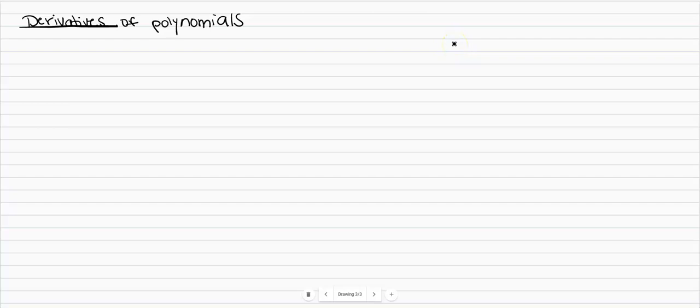Hello again. So in this video I'm going to be discussing the derivatives of polynomials. So just to keep you guys aware, derivative is supposed to represent the rate of change for a specific point on a function. So say I have a function that looks like this, and I call that f of x.